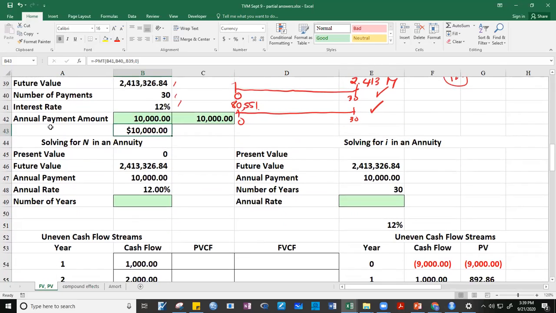Okay, pag kinukomplete na naman natin si N, no? So anong sinasabi sa atin dito? Ang future value 2413. Ang annuity 10,000. Ang annual rate 12%. Tanong, ilang years ang kailangan for you to deposit or invest 10,000 for the next X number of years for it to get to 2413. Okay? So parang ganito lang yan.